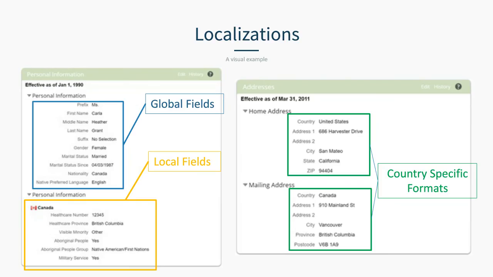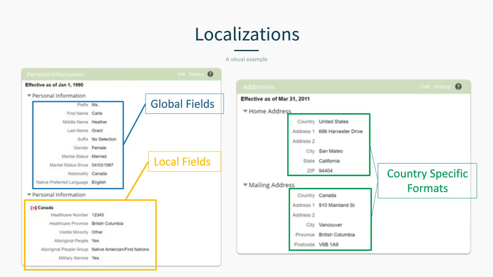Here on the screen, we can see examples of global fields and local fields all working together. So on the left-hand side, the fields that we have here in blue are our global fields. Again, these are going to be fields that everyone in the company would see and that everyone would be able to have information about. Now, the fields may have different labels depending on where you are, what language you have turned on, but the basic information being stored is the same.